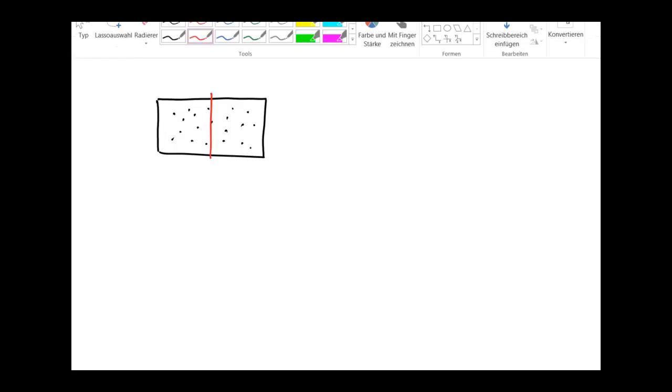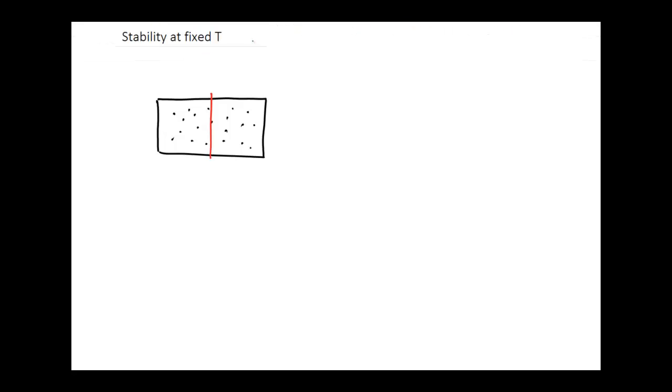Let's look at a slightly more complex situation. Let us look at a situation where, again, we have a system which we divide into two halves. But the difference to the previous case is that the system is not isolated anymore, but it's coupled to a heat bath. Later in the course, we'll talk in more detail about heat baths.